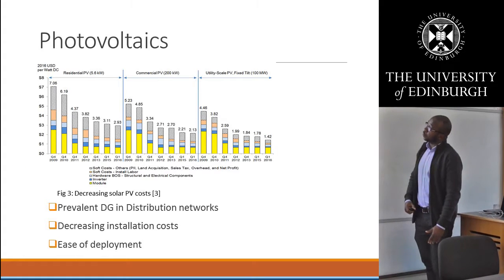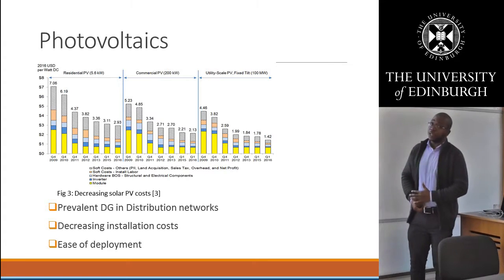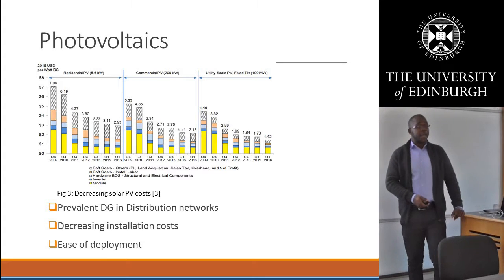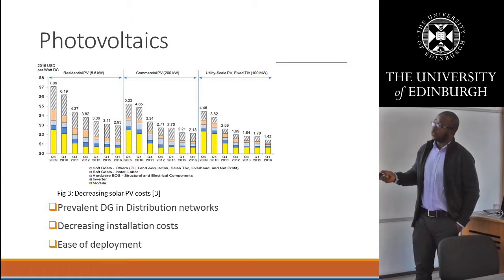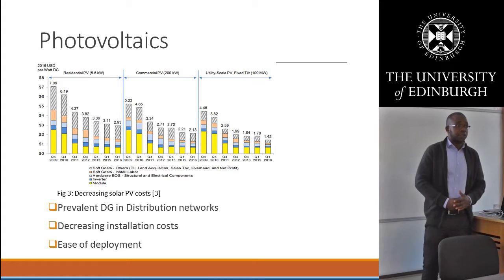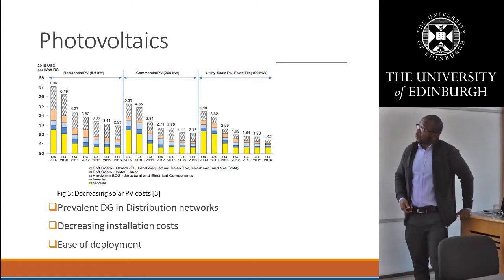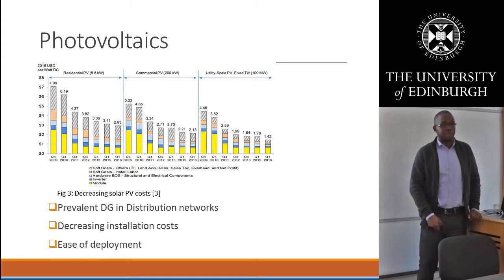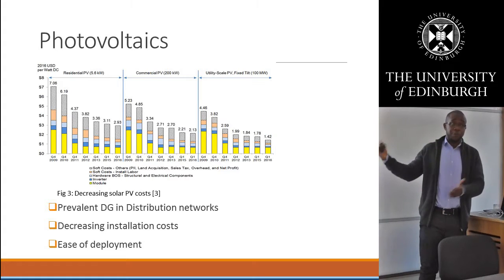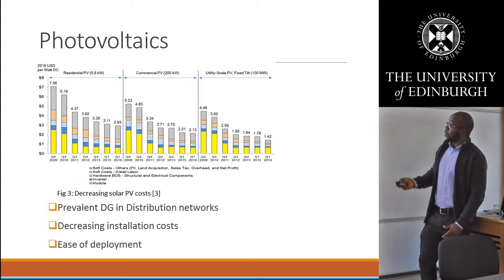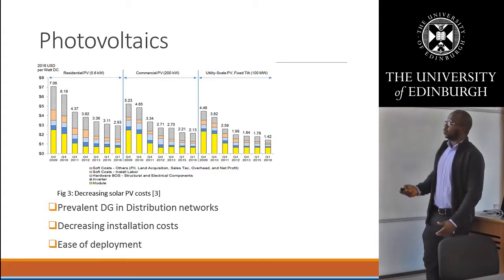Amongst these new sources, photovoltaics are more popular and prevalent in distribution networks because they are quite easy to deploy. We've seen the costs of installing photovoltaics drop considerably over the years, and some governments have also been helpful by providing incentives such as the feed-in tariffs, like in the UK and some other countries. Even though in the UK, I think this has been cut significantly, maybe by 60% from 2016. So we're expecting that there will be even greater penetration of photovoltaics in the distribution networks, and hence the choice of PV as the most prevalent renewable energy in the distribution networks.